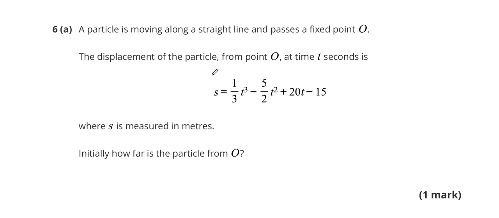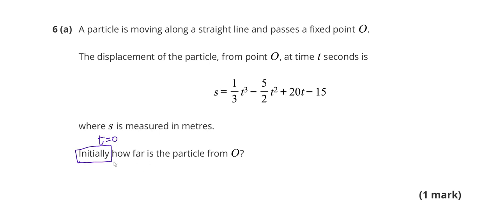Okay, so here is the question about differentiation involving kinetics. A particle is moving along a straight line and passes a fixed point O. The displacement of the particle from point O at time t seconds is given, where s is measured in meters. Initially, how far is the particle from O? So what is the meaning of initially? Initially means t is equal to 0.